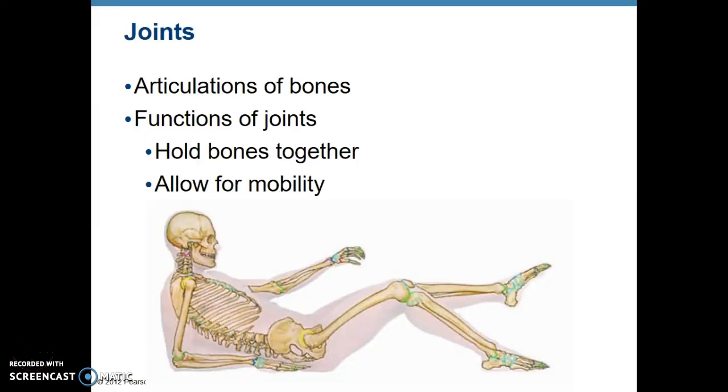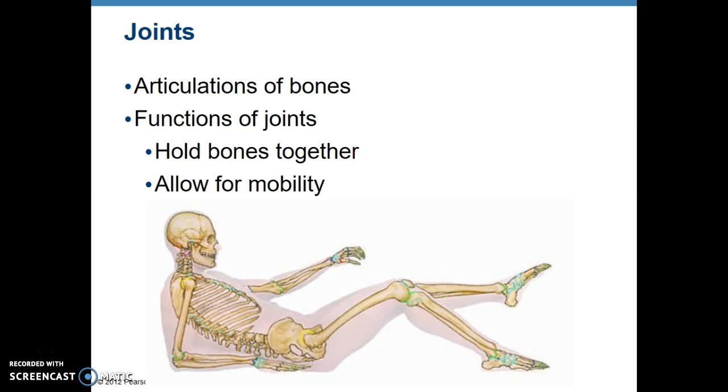Hi, anatomy students. So this is a presentation on joints. So what is a joint? A joint is basically the articulations of bones, so where bones come together. The functions of a joint are to hold the bones together and also allow for mobility.